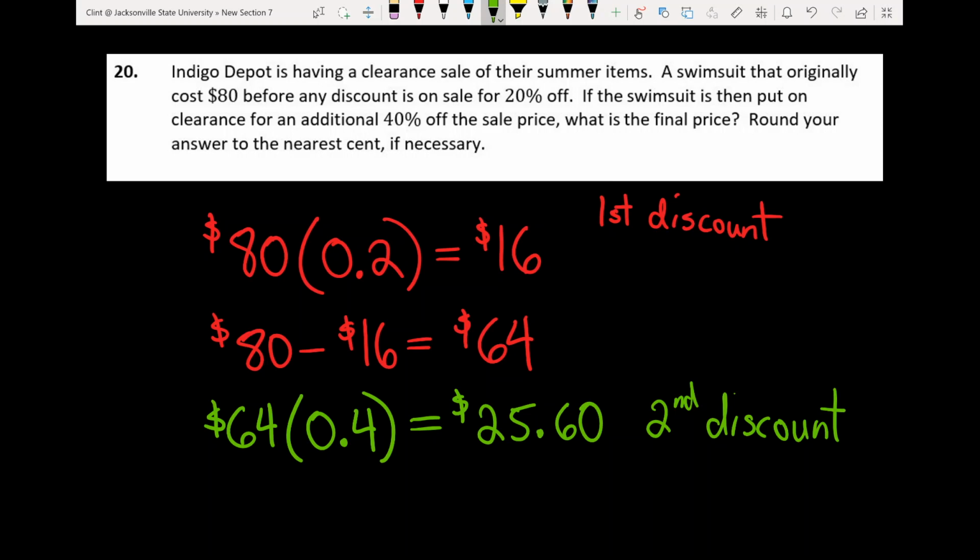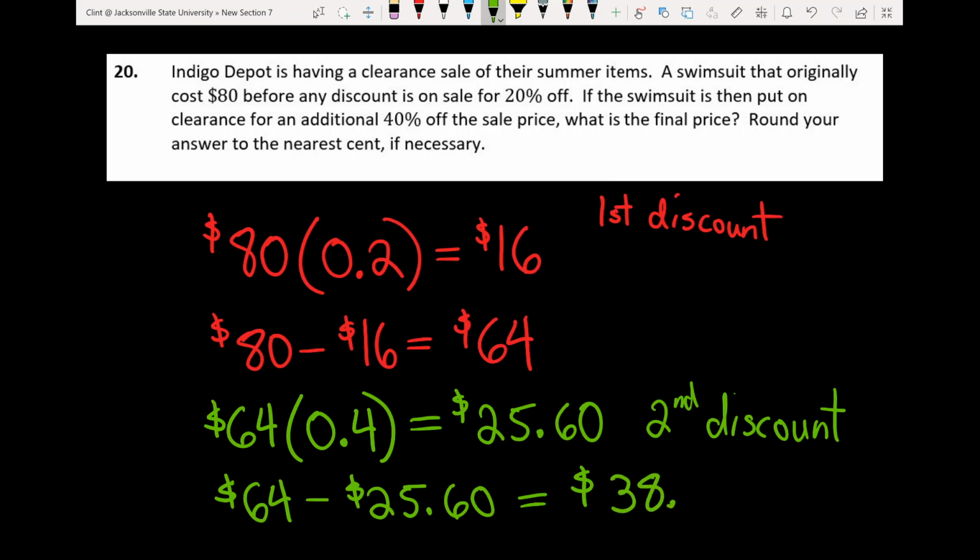Okay, it's our second discount, so then we have to subtract. So we'll do $64 minus $25.60. We'll get our final price of 64 minus 25.6. The price we pay at the register is $38, and it says 0.4, but we can add a zero there, so $38.40. Okay? That's one way.